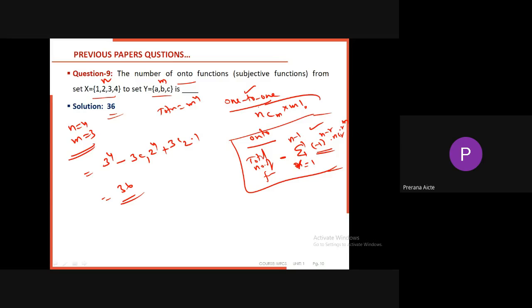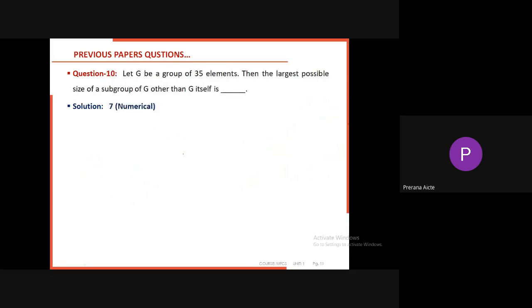So the only thing is you try to remember these particular formulas: number of one-to-one functions possible, number of onto functions possible. If you are asked for either one-to-one or onto directly, we need to subtract it from the total number of functions. This 3 to the power of 4 is the total number of functions that are possible. From that we need to subtract this, so that we'll get the result for this one. This is the way we are going to do this.